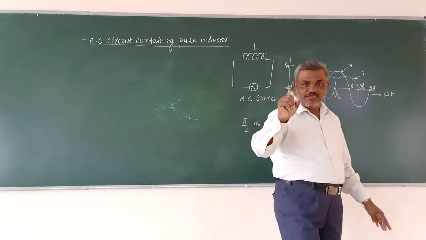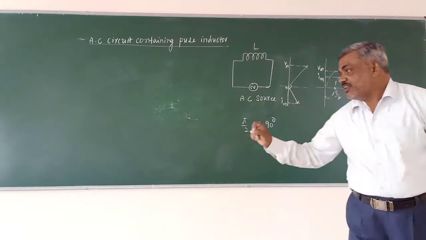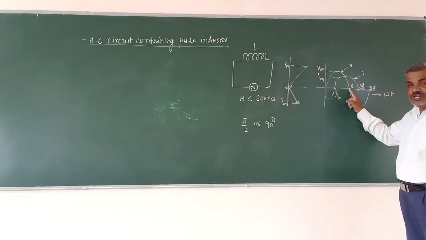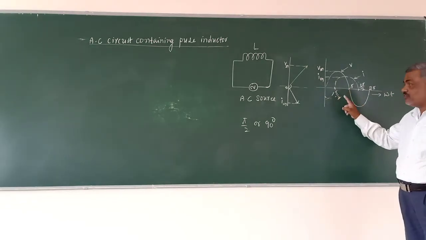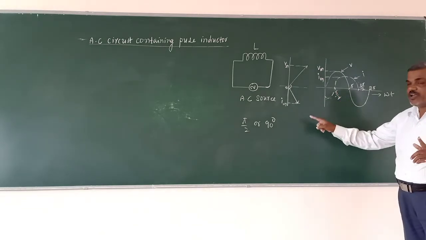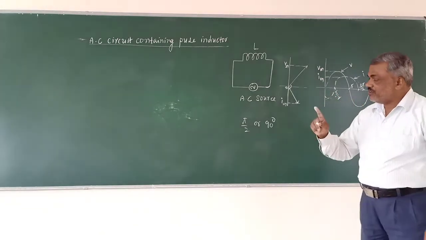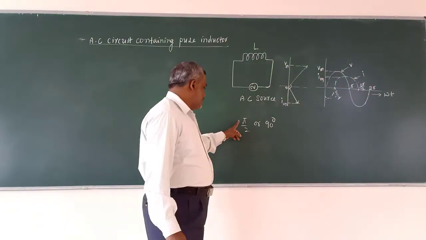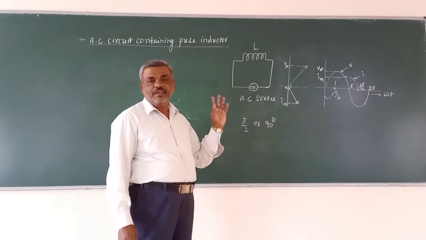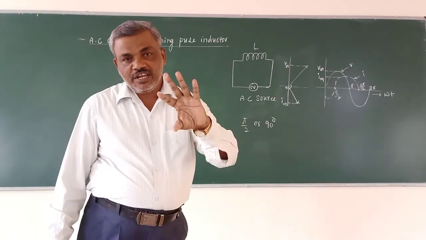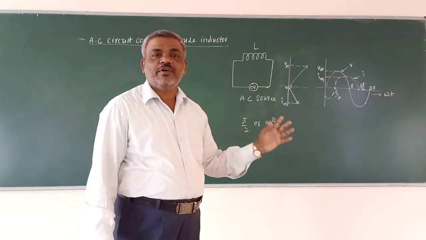What is the phase difference of voltage and current in a pure inductor? So here the angle is how much? 180 degree for voltage. Current how much? Sir, pi by 2. The difference is 180 minus 90, so 90 or pi by 2. So what is the phase difference between voltage and current in a pure inductor? Pi by 2 or 90 degree. Now through the formula, voltage leads the current by an angle pi by 2.